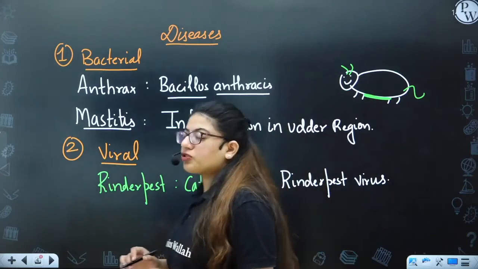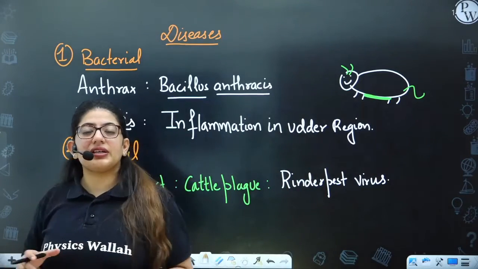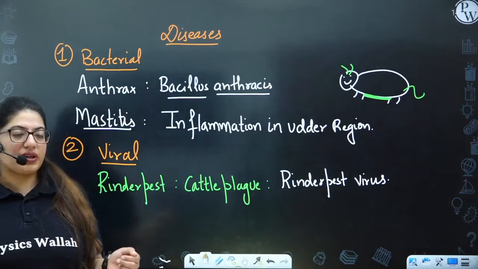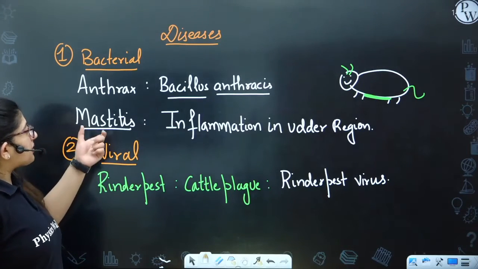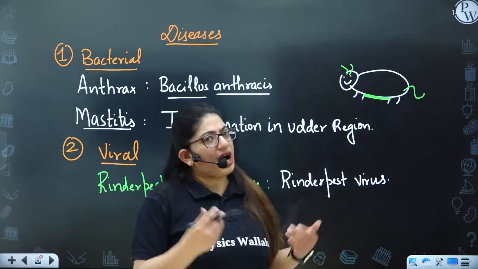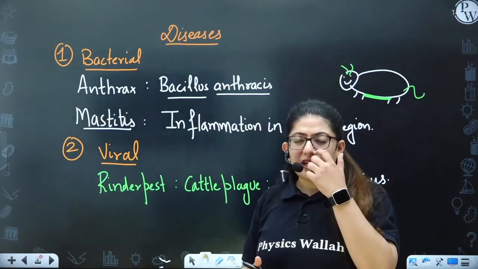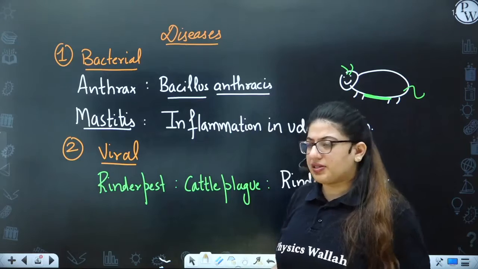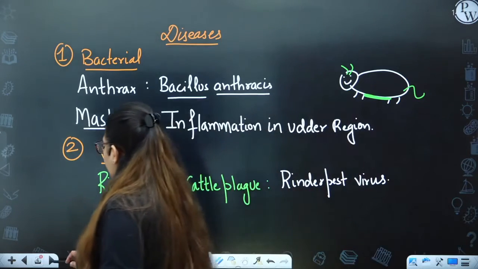They will ask you which of the following is a disease of cattle, and they give you examples: cattle plague, mastitis, anthrax, syphilis. What will you say? Syphilis. That's our disease. Okay, so this type of question can arise from the diseases. All right. So this was all about dairy farming.